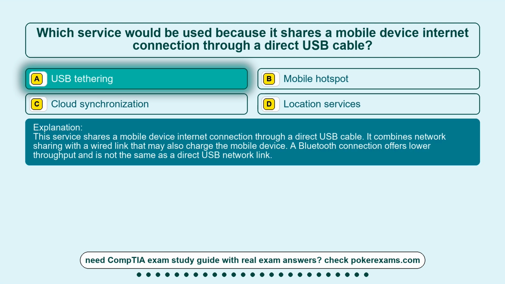This service shares a mobile device internet connection through a direct USB cable. It combines network sharing with a wired link that may also charge the mobile device. A Bluetooth connection offers lower throughput and is not the same as a direct USB network link.